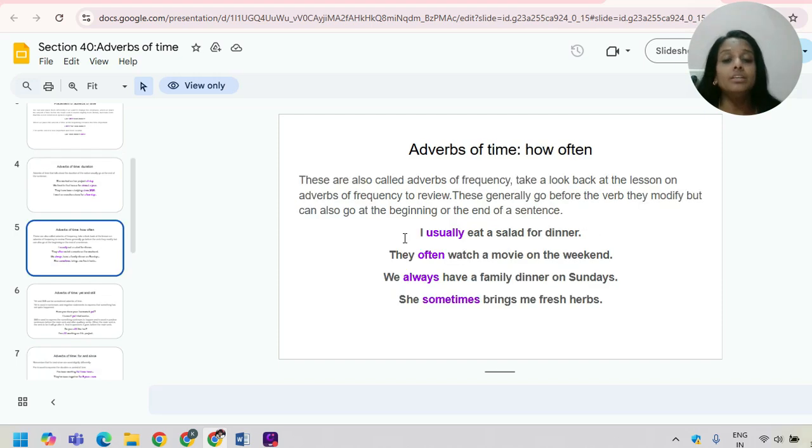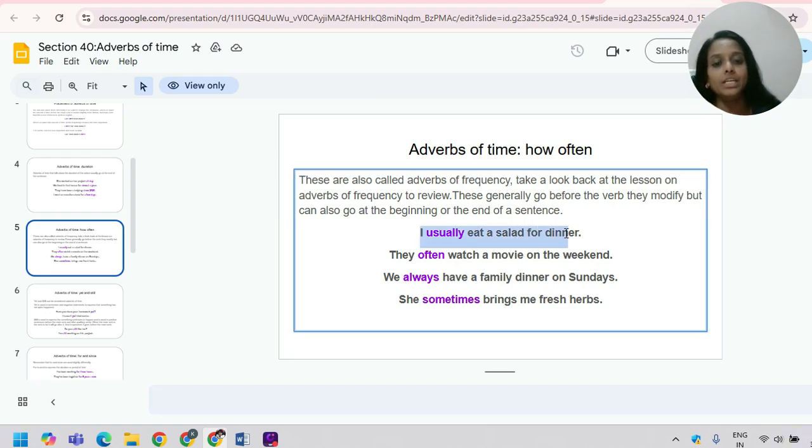Got it? There is something called adverbs of frequency. Okay, so these generally go before the verb which they modify, but sometimes they can also go at the beginning and also at the end of the sentence. Okay, here are some examples.